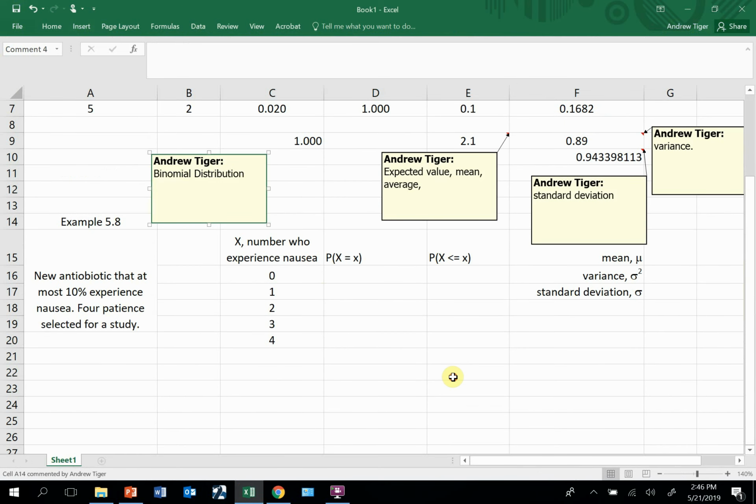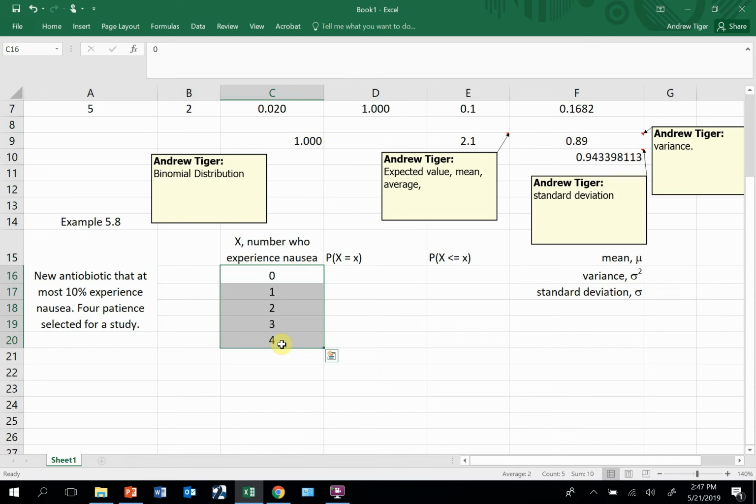And in this case, what we have is a new drug that is an antibiotic. And what they're claiming is that 10% of the time, at most, people get sick when they take it. So some medicine, you get sick when you take it. So they're saying at most 10%. So they ran a little experiment, and they tested 4 people, and they determined if they got sick or not. So you're either sick or you're not.